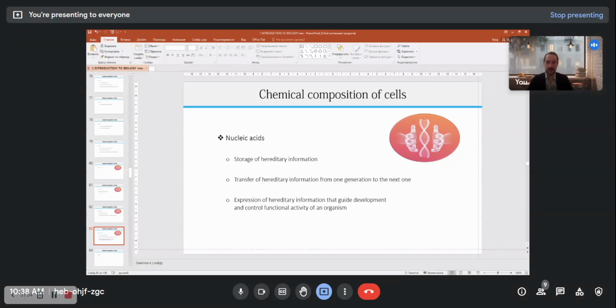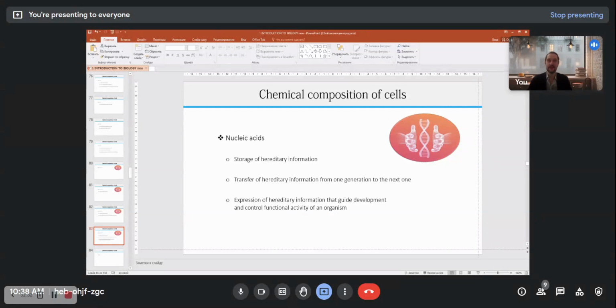And also nucleic acids are used for expression of hereditary information that guides development and activity of the organism. So three main points that you should remember about genetic information and nucleic acids. Nucleic acids are used to store hereditary information, to transfer it between generations, and also nucleic acids are used for expression of hereditary information.